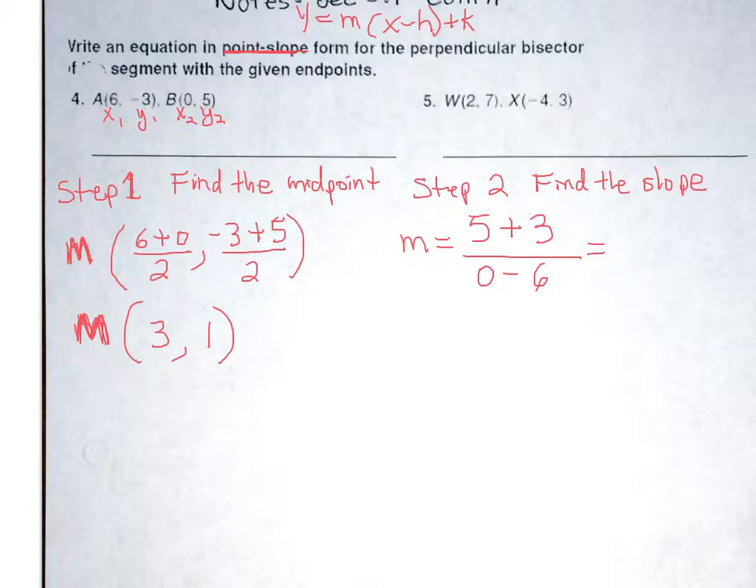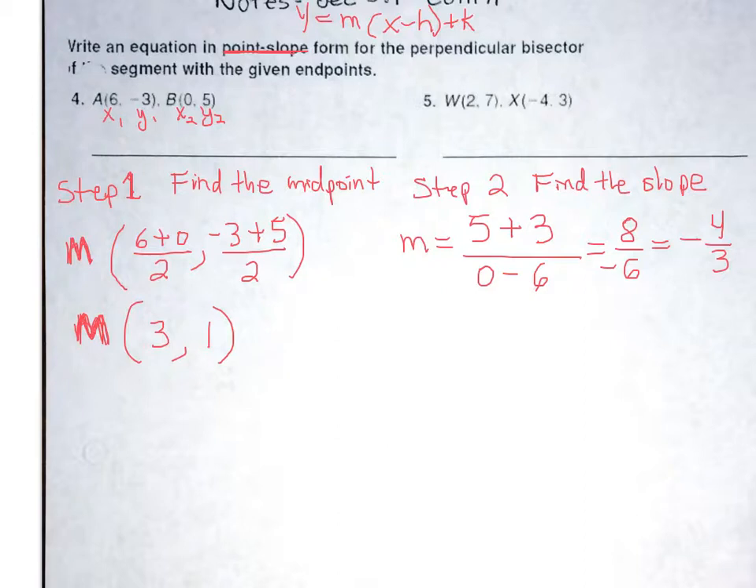When you simplify this, 5 plus 3 is 8 over negative 6. And then when you simplify that, since you have a positive and a negative, the answer is negative, so put the negative in the middle. Can you reduce 8 and 6 by a number? By 2, and that would be 4 over 3. So the slope of those 2 points is negative 4/3.